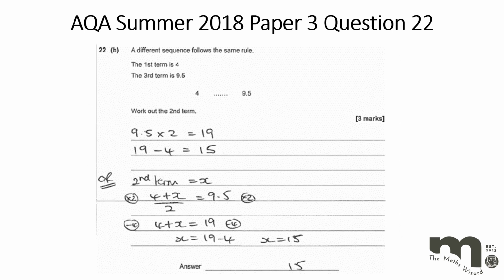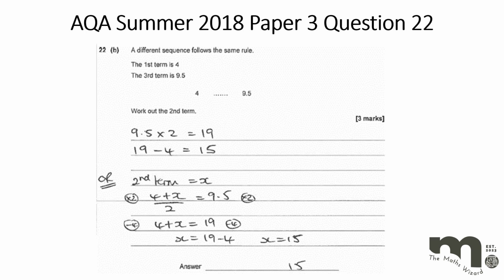And for the second part of the question, we essentially need to work backwards here. Remember before we were adding two numbers together, and then halving them. So we've got to work backwards.